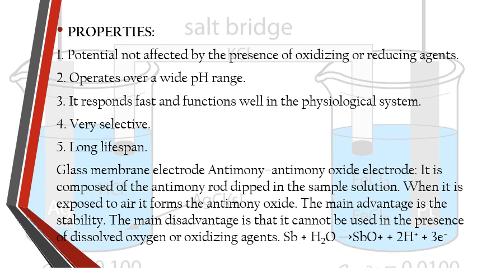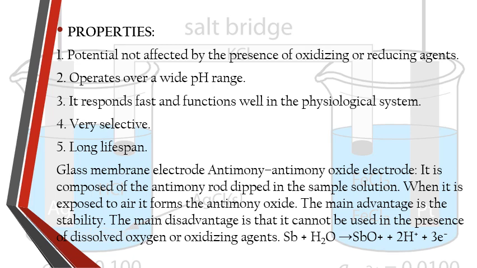Let's break down the properties and characteristics of the glass membrane electrode and the antimony oxide electrode. For the glass electrode, the potential is not affected by oxidizing and reducing agents. The glass membrane electrode, particularly the pH electrode, is designed to measure the hydrogen ion concentration in a solution. The potential they develop is a function of the pH of the solution and is not influenced by oxidizing or reducing agents, making them stable in various chemical environments.